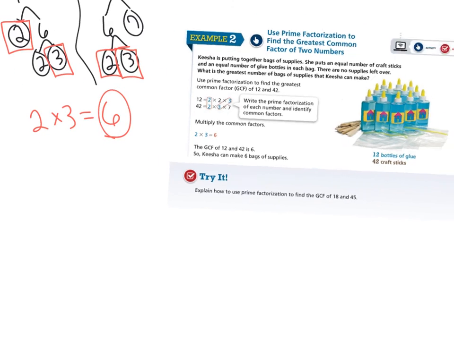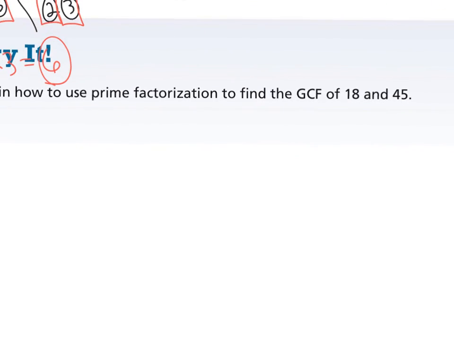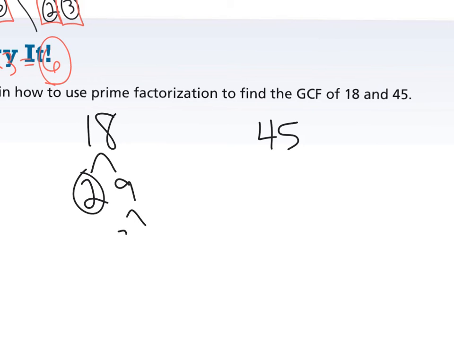So if we look at the try it, explain how to use prime factorization to find greatest common factor of 18 and 45. So 18 and 45 we can break down. Again, you might have an idea of what you think the biggest number is we can divide them by. We're just going to do the factor trees just to double check, just to make sure we're not missing anything. So 18 we could break down as 2 times 9. Then the 2 is prime. The 9 we could break down further as 3 times 3.